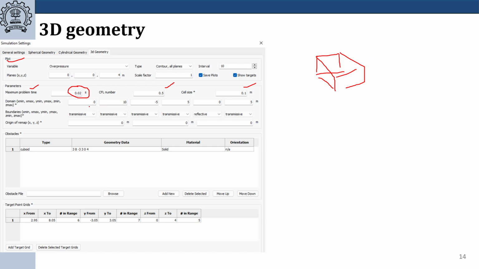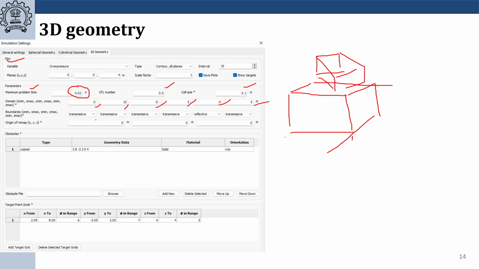I have chosen the domain x from 0 to 10 meters along the length, and along the width it is -5 to 5, where 6 meters is my structure, and 0 to 5 meters along the height. So this will be my domain. The domain size will be this 0 to 5 meters. This will be my domain parameter size.